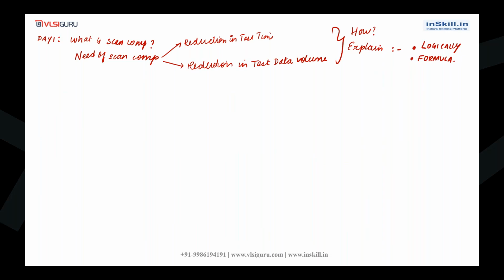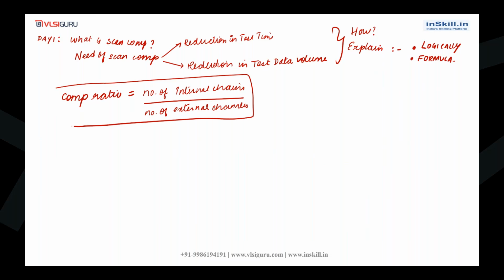Okay. And we'll also understand about a quantity called compression ratio. So basically the compression ratio quantity is the number of internal chains divided by the number of external channels. So this is the compression ratio: number of internal chains divided by number of external channels. We'll also have a discussion about this compression ratio quantity.